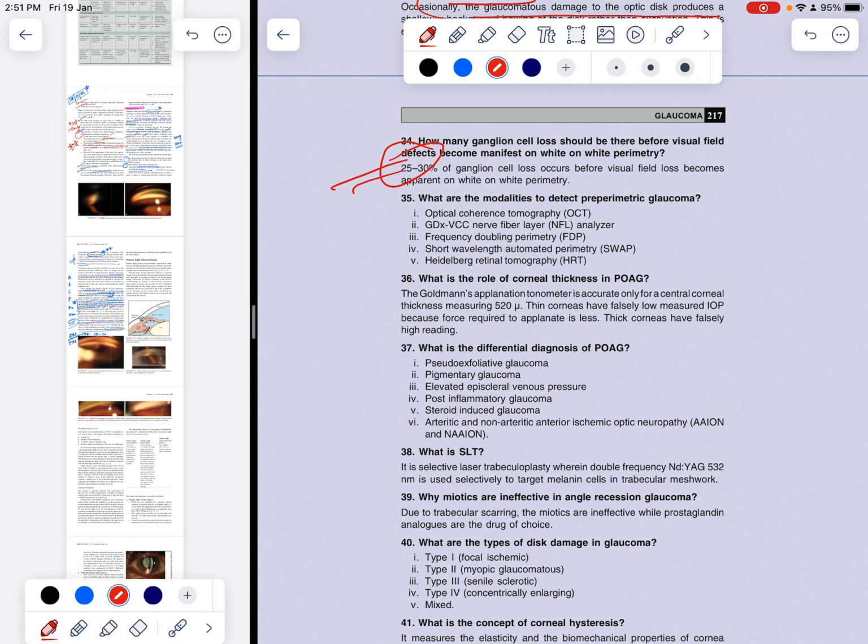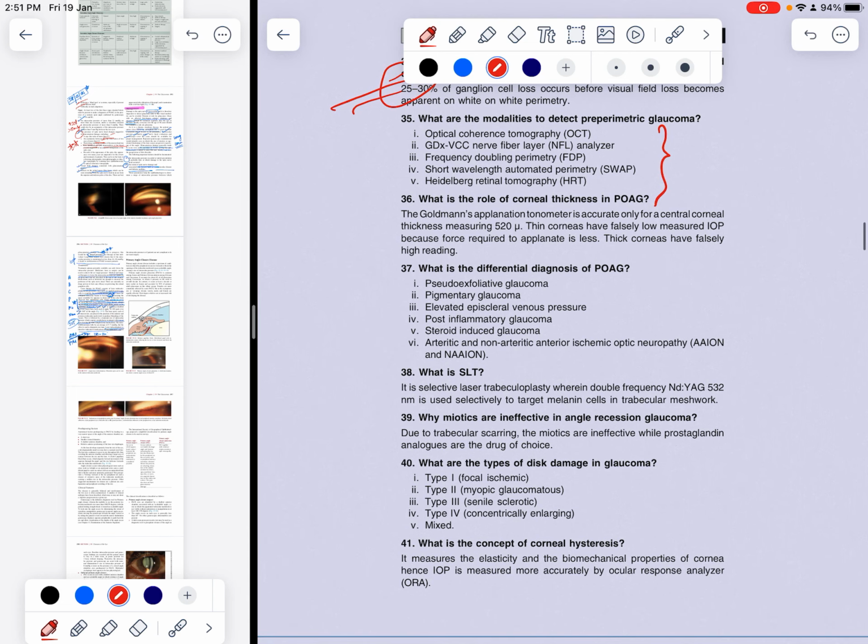What are the investigations? Name all the investigations: OCT, nerve fiber layer analysis, FDP, SWAP, and HRT. Is there any role of corneal thickness in POAG? The GAT, Goldmann applanation tonometry, is accurate only in central corneal thickness measuring 520. 520 microns is the normal central corneal thickness.